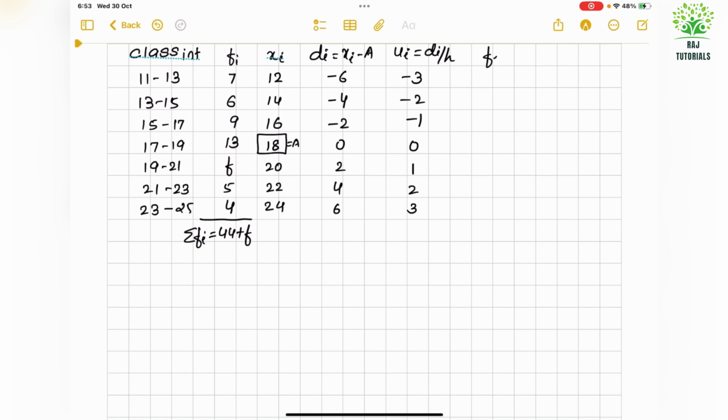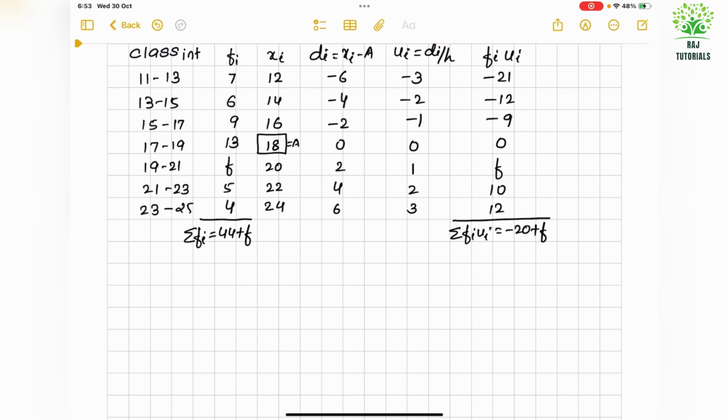Now fi ui, so 7 into minus 3 will be minus 21. Same way minus 12, minus 9, 0. Now f into 1 will be f, 10, 12. Now I will add sigma fi ui also. So I am getting minus 20 plus f.